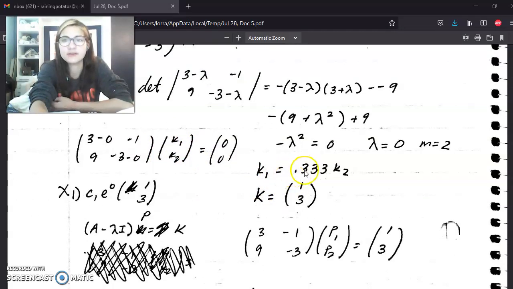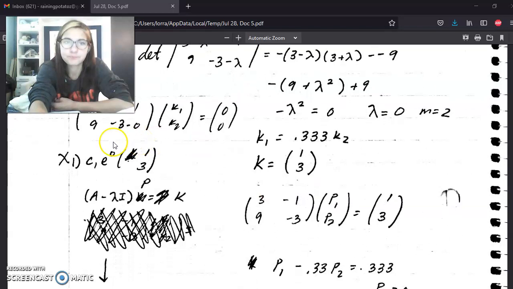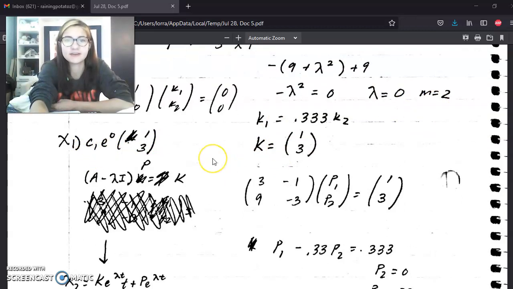So you get k1 is equal to 0.333 k2. So k is equal to 1, 3. And that's the first eigenvector you can find here. And as it's a multiplicity of 2, we still have to find a second eigenvector.